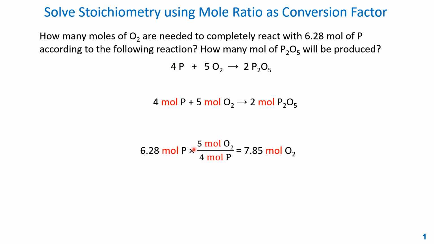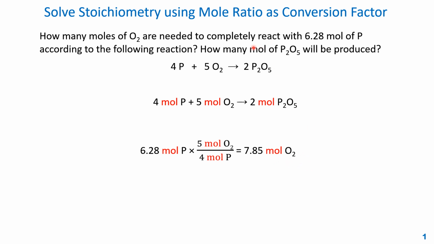So in this way, using this mole ratio, you can convert the phosphorus moles to the oxygen moles, and you cancel the moles of phosphorus here. In your calculator, just use 6.28 times 5 divided by 4. So you get 7.85 moles of oxygen molecule.